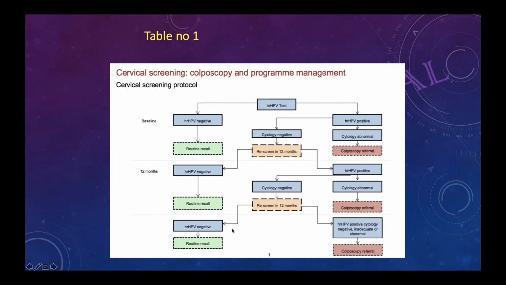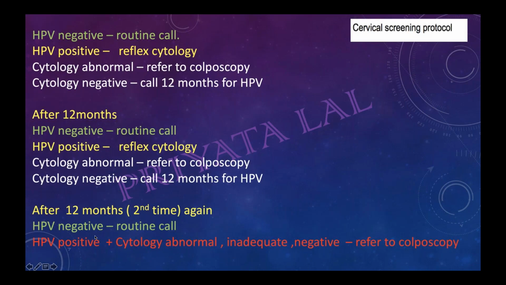Now in the new guideline, there are three confusing tables. It is too confusing for me also, but I tried my best to simplify it for you, so I hope that works. This is table number 1, the cervical screening protocol. It appears a bit clumsy, but if you look, it becomes a little easier. I will explain it, then I will go to the table again.